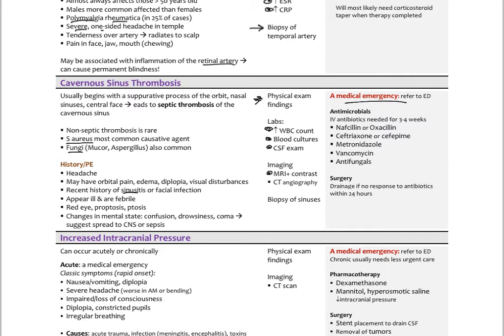emergency. So patients need IV antibiotics, usually for 3 to 4 weeks, and they often need a combination of several agents, maybe even antifungals. And then surgery to drain the region if the antibiotic response isn't adequate within a day. So that's cavernous sinus thrombosis. That's another type of non-benign headache.